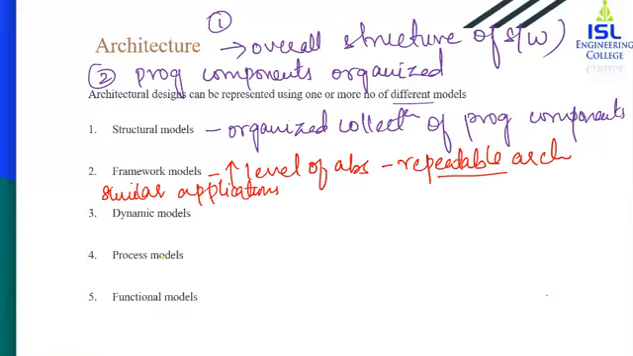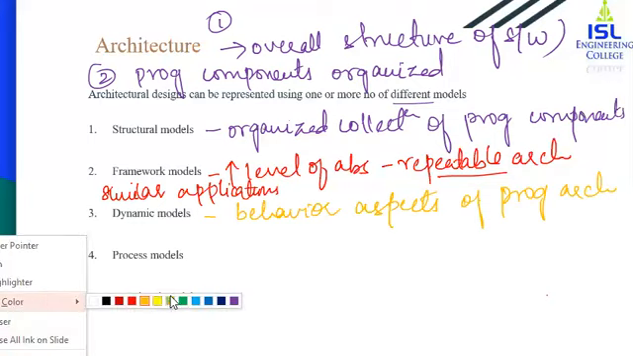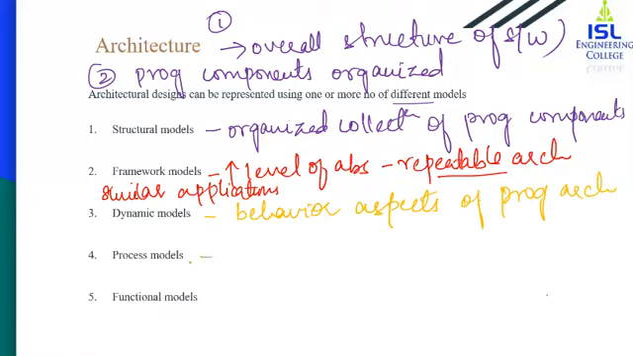The next one is your dynamic models. Now, what are dynamic models? Dynamic means it is going to tell you the behavior. What are the different behavioral aspects of the program architecture? How this system is going to behave in a specific environment is going to be identified by the dynamic models.